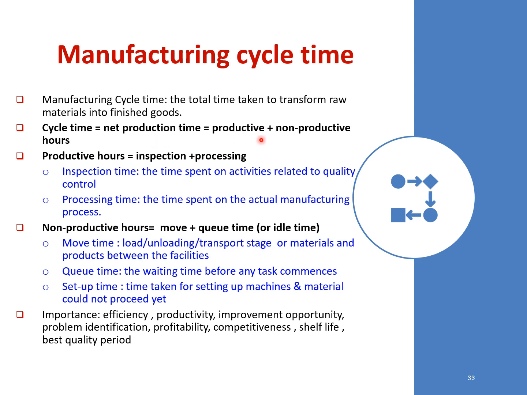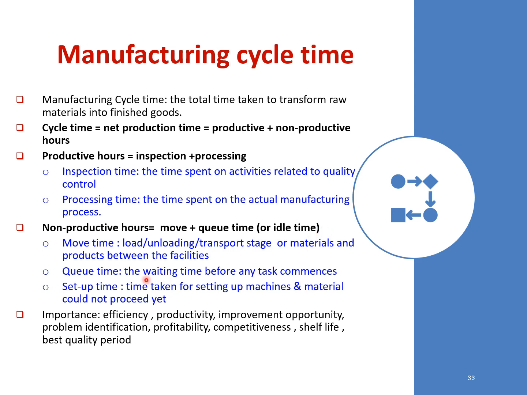You may also find that the manufacturing cycle time is spoken of as net production time, or productive plus non-productive hours. Productive hours are equal to inspection plus processing. These 2 activities are considered valuable activities that provide value for your final product. Inspection time is the time spent on activities related to quality control, and processing time is the time spent on the actual process. Meanwhile, non-productive hours are the movement time, the queue time, and the setup time.